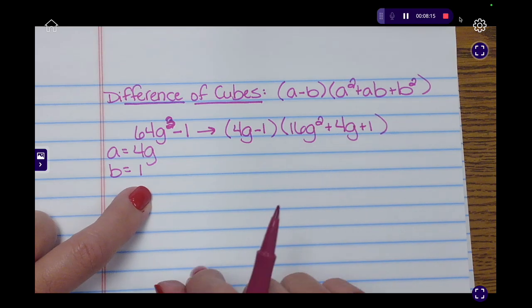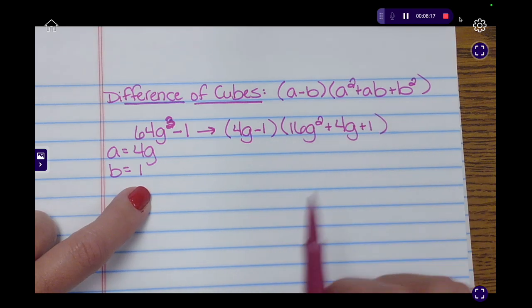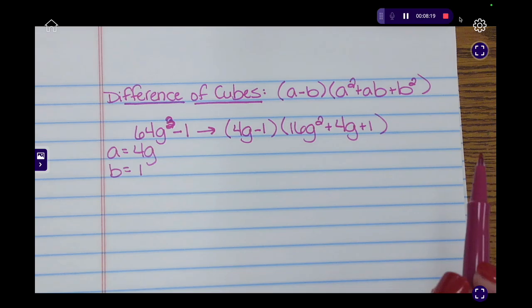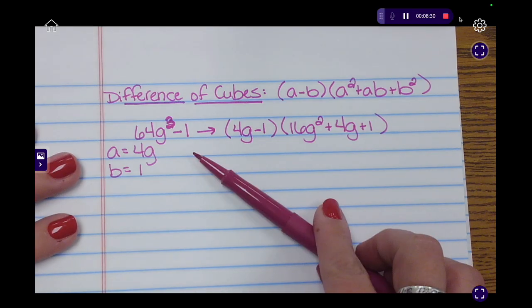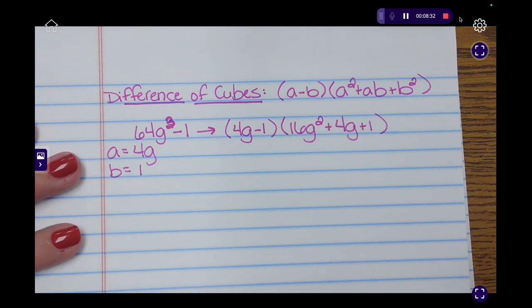So very similar to what we did. It's just a couple different signs. But you still have to identify your a and your b right there. Okay? So looking at this, a couple things with this factoring with some of these, make sure you factor it out all the way. So this was the difference of cubes, and we can do another one.